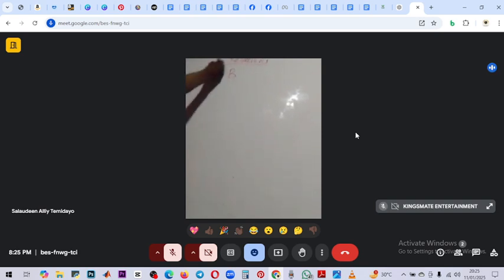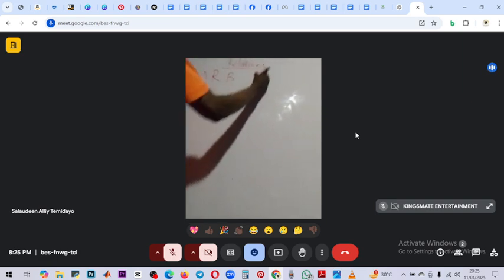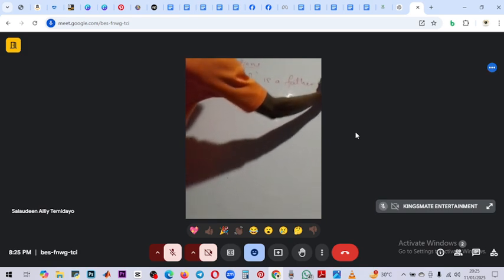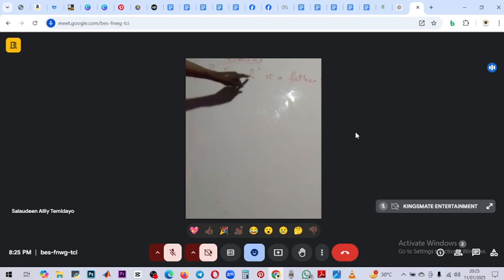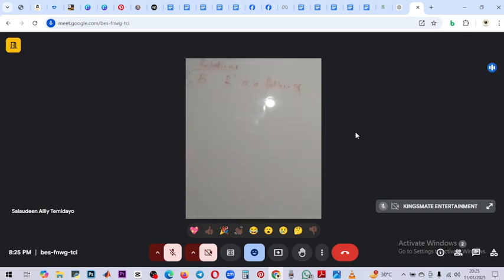A relation B is my example, where my relation must be defined. My relation is "is a father of". What does my R mean here? That means A is a father of B. That is what I mean here. If my relation is equal to "is a father of", because I said my relation must be defined, that means what I mean here is A is a father of B.